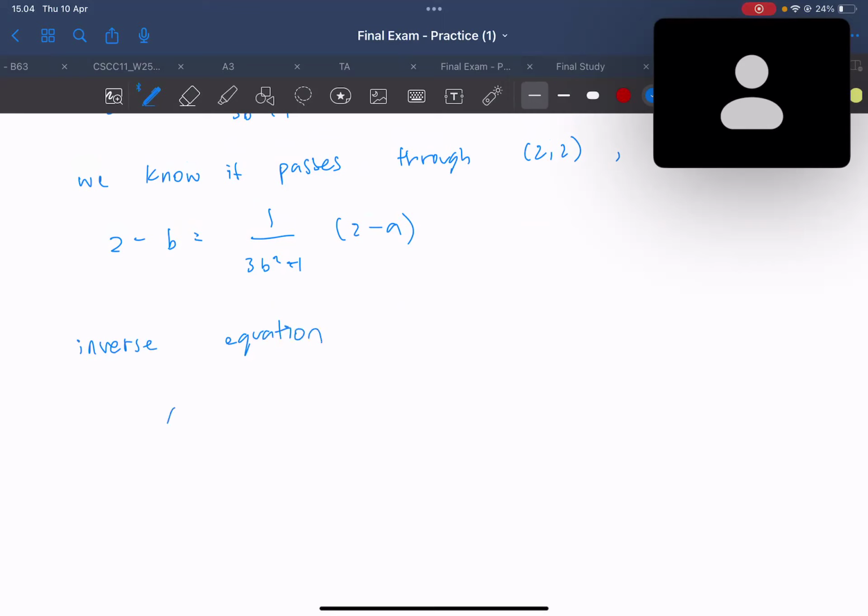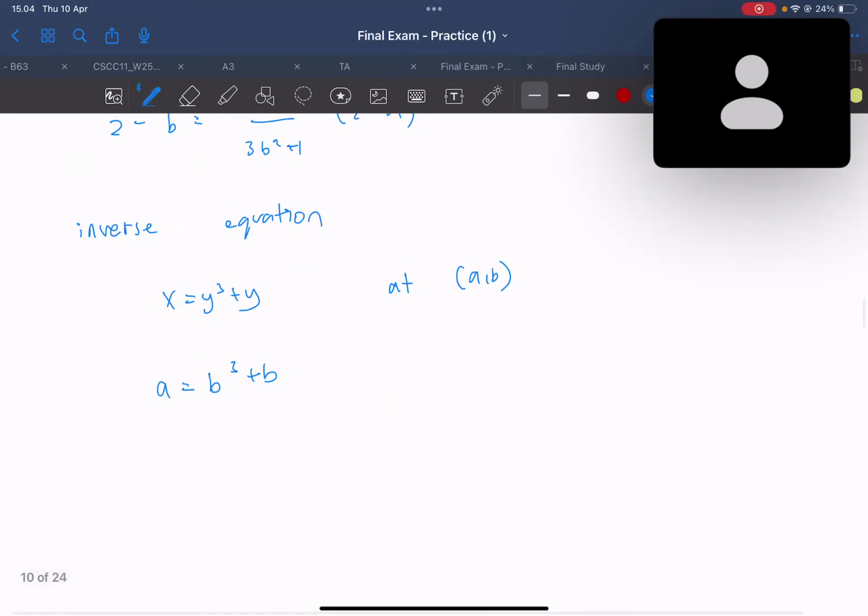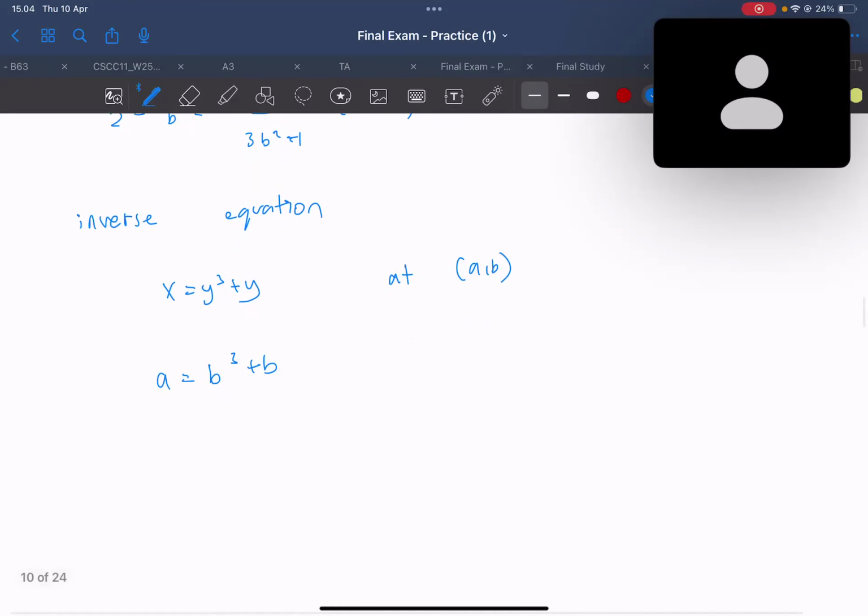It just needs to hold this, x equals y cubed plus y. So we know that it passes AB at AB. Since the inverse has AB, we can just replace it with AB. So A equals B cubed plus B. Now we have A in terms of B, and we can replace the A in terms of B in the previous equation of the one above.